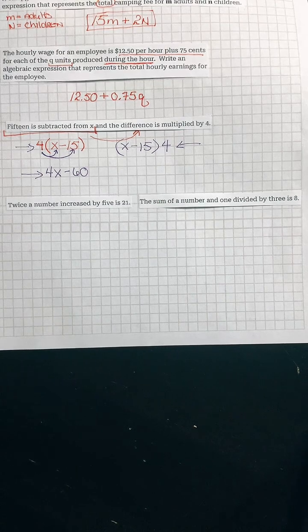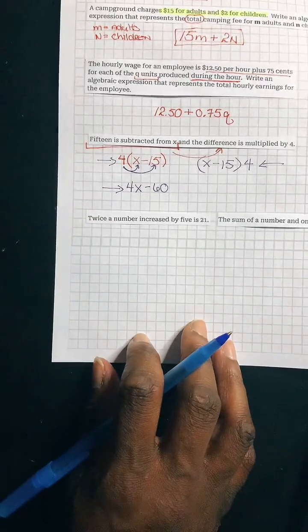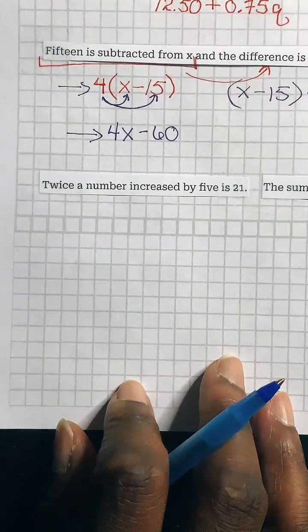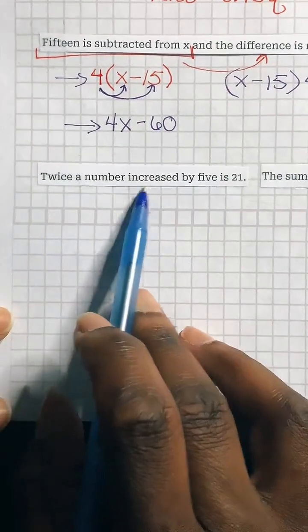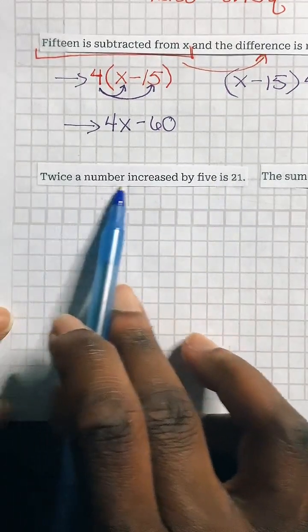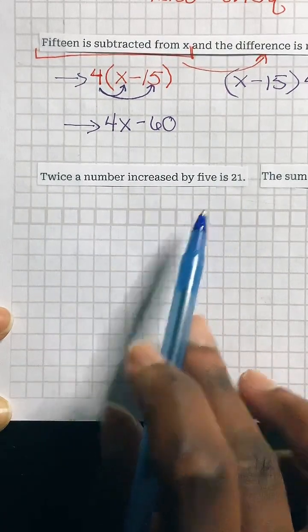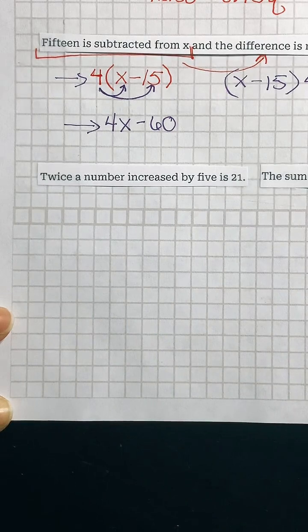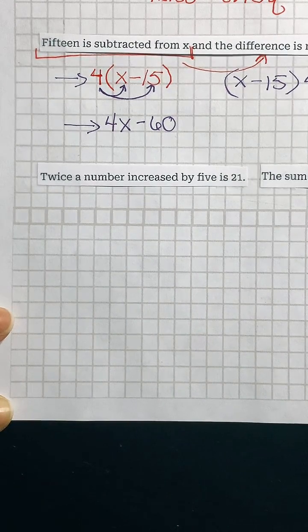All right, so here we go. We're going to go with the first one, then we're going to go with the second one. Let's translate it, and I'll zoom in a little so we can stop going blind. Twice a number increased by 5 is 21. How would I write that as an algebraic equation? Twice a number increased by 5 is 21.